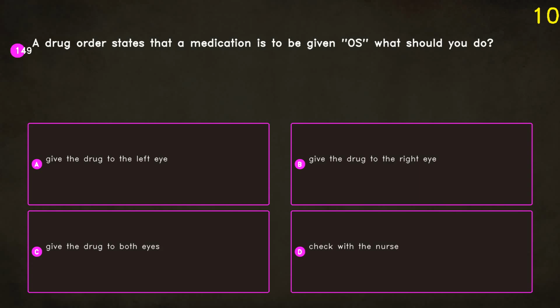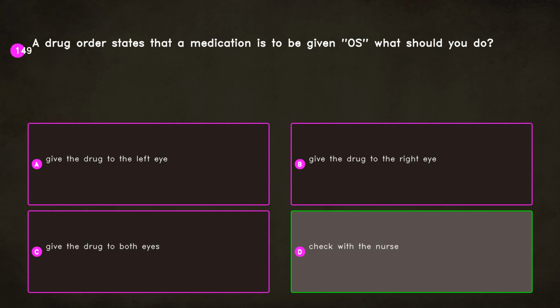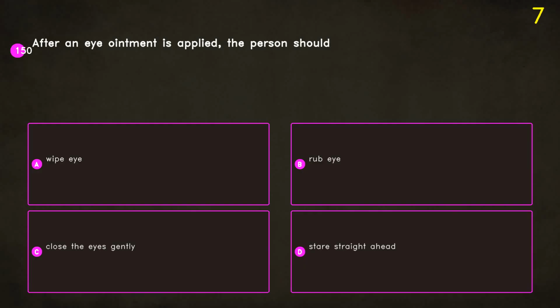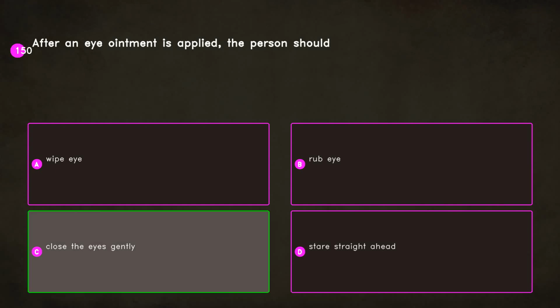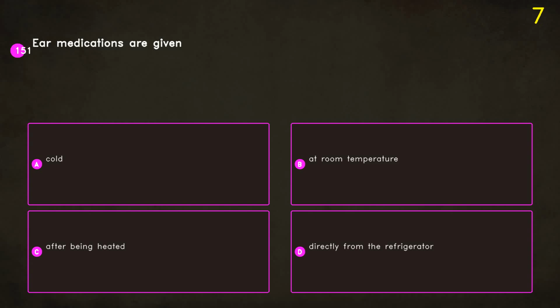Question 149. A drug order states that a medication is to be given OS. What should you do? A. Give the drug to the left eye B. Give the drug to the right eye C. Give the drug to both eyes D. Check with the nurse. The correct answer is check with the nurse. Question 150. After an eye ointment is applied, the person should A. Wipe eye B. Rub eye C. Close the eyes gently D. Stare straight ahead. The correct answer is close the eyes gently. Question 151. Ear medications are given A. Cold B. At room temperature C. After being heated D.